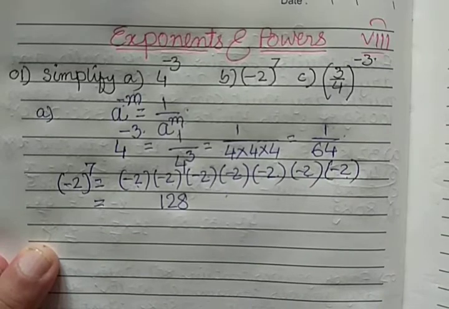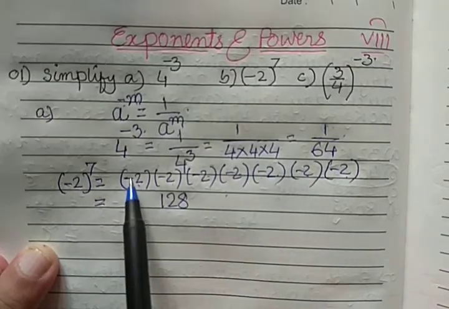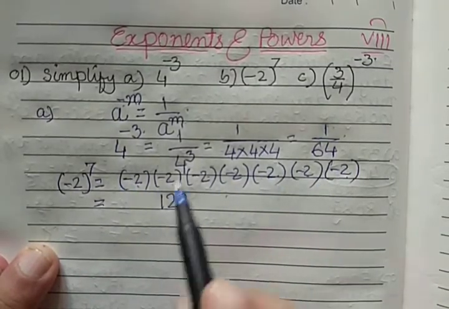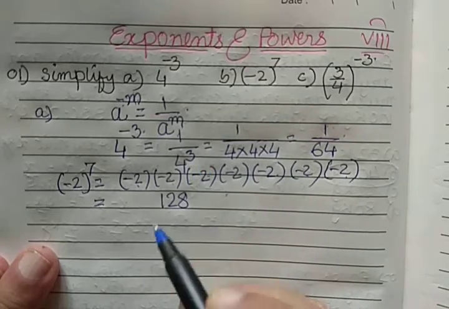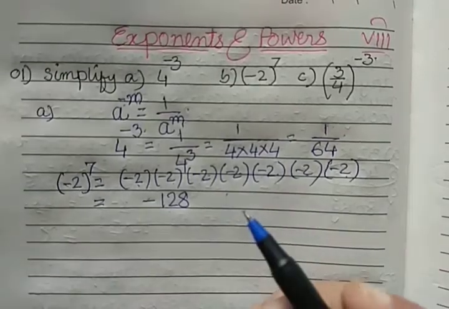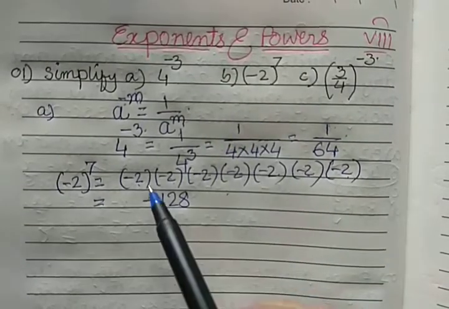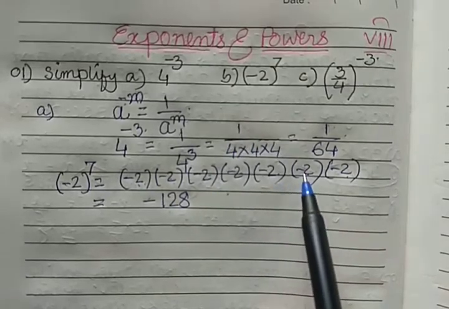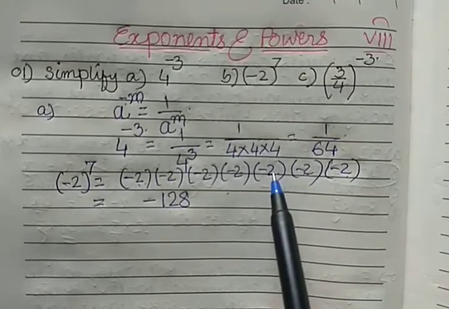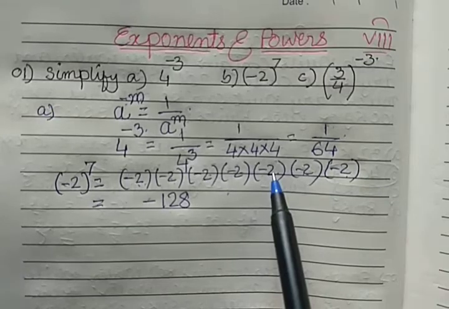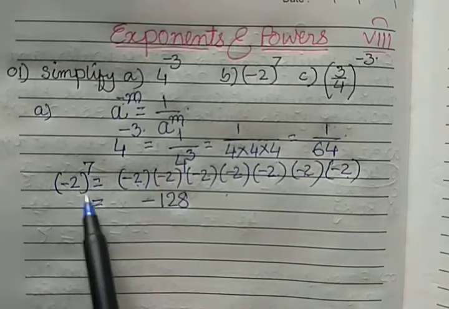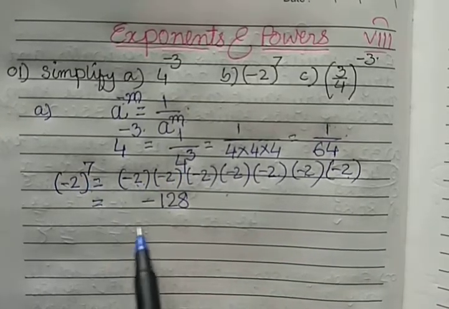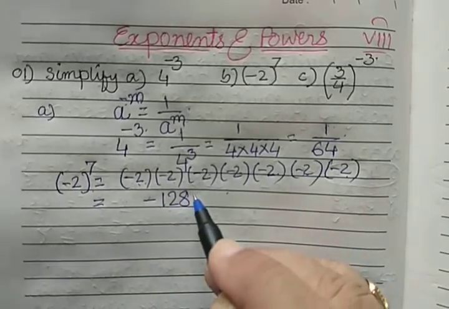And what about the sign? How many minus signs are there? 7. If it is even, then plus. If it is odd, minus. So if you have an even number of minus signs and you multiply, you get a plus sign. And if you have an odd number of minus signs and multiply, you get minus. So minus 2 to the power of 7 is equal to minus 128.